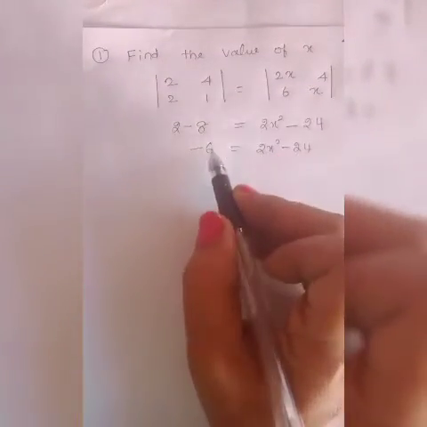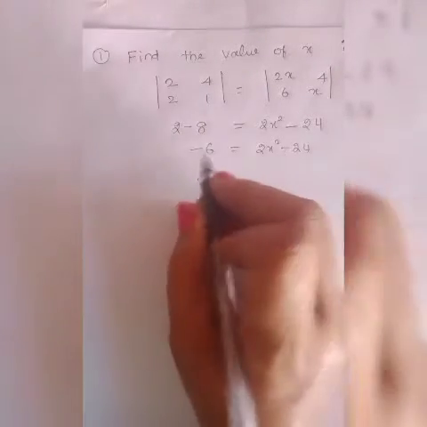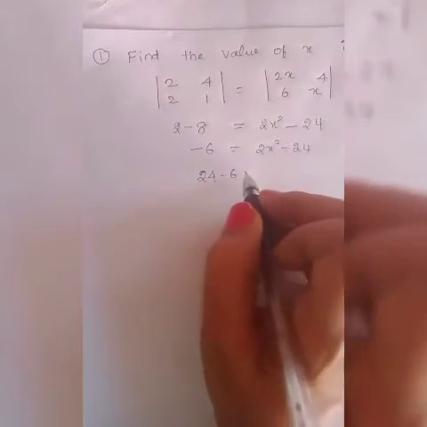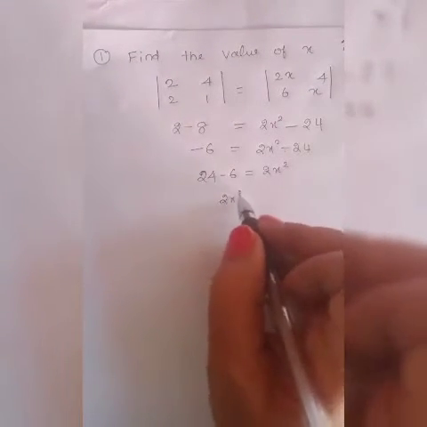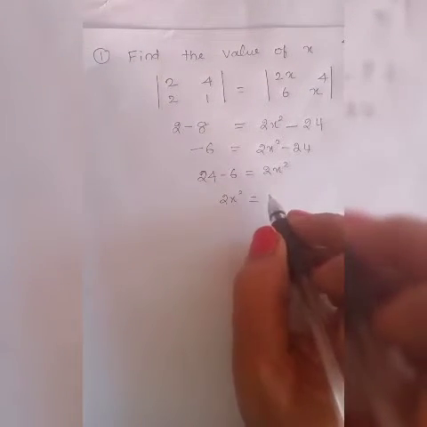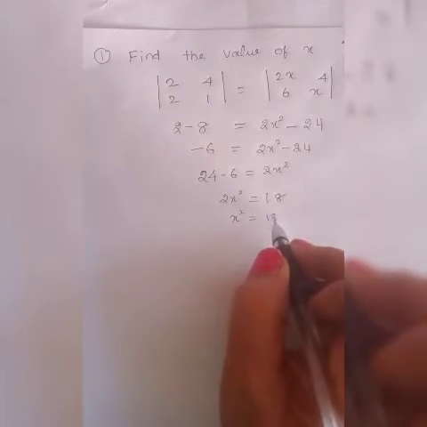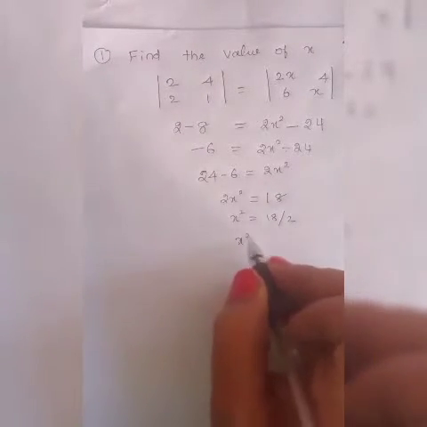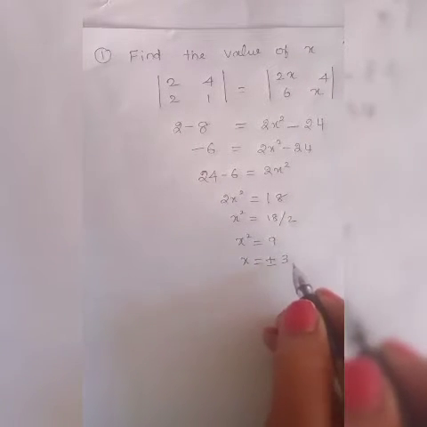Bring this 24 into the left hand side. So minus 24 becomes plus 24. So 2x square is 24 minus 6, which is 18. So x square is 18 by 2. So x square is 9. x is plus or minus 3.